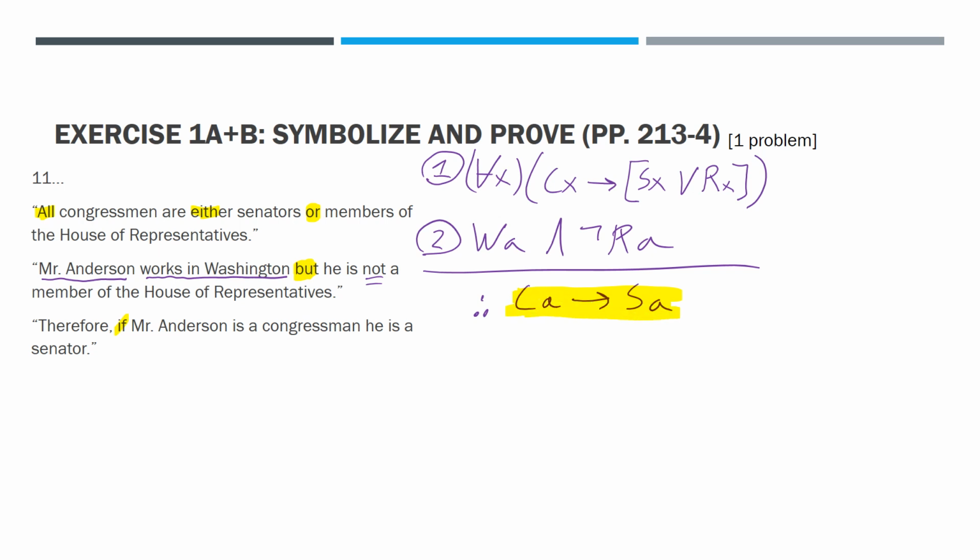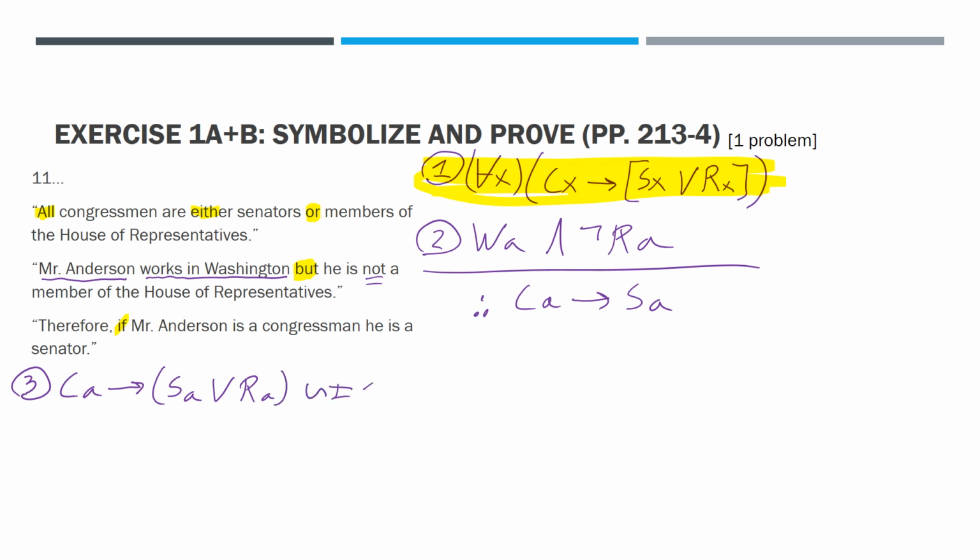Now, given that our conclusion is a conditional, it looks like we're going to do a conditional proof. But before then, let's instantiate our first premise, our major premise. So we have for all x, such and such. It's universal in scope, so we can substitute something, anything, into x. What do we substitute? Well, of course, Mr. Anderson, which is represented with the letter A. So for line 3, we can say CA implies SA or RA by universal instantiation of line 1.